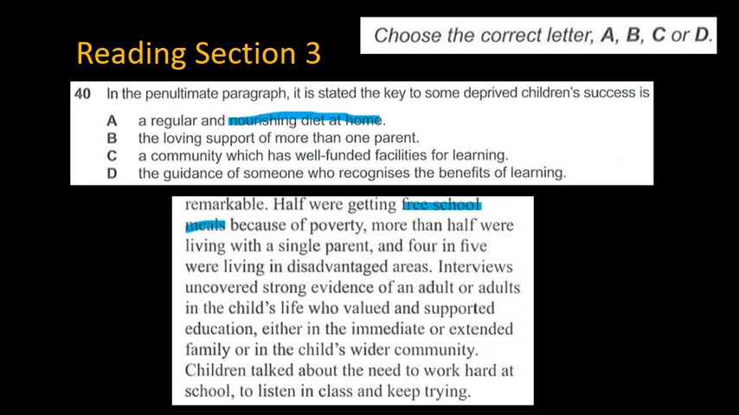Then free school meals. Well, it said nourishing diet at home. So we can rule that one out. More than one parent. We've got adult or adults. So it could be adult singular, so it doesn't need to be more than one parent. C talks about a community with well-funded facilities, but actually he's talking about disadvantaged areas, which is the opposite. However, the guidance of someone who recognises the benefits of learning, that's someone who valued and supported education. That's what they need. D is the correct answer to number 40.